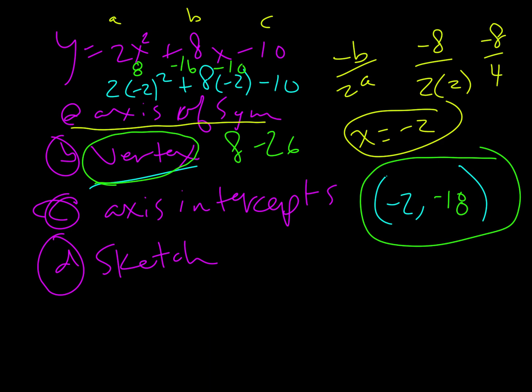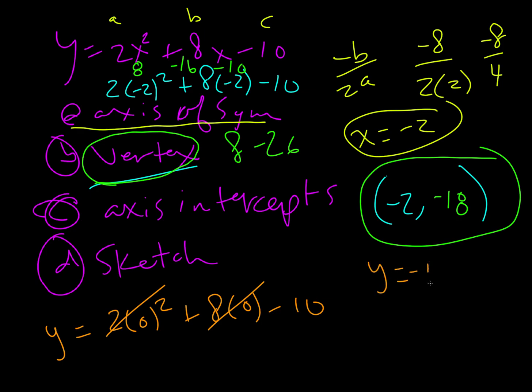Now, to get our axis intercepts, we need to plug in 0 for y to get our x, and then plug in 0 for x to get our y. So I'm going to do the y one first. So I'm plugging in 0, so 2 times 0 squared plus 8 times 0 minus 10. These cancel, so y equals negative 10. So that's the y-intercept.